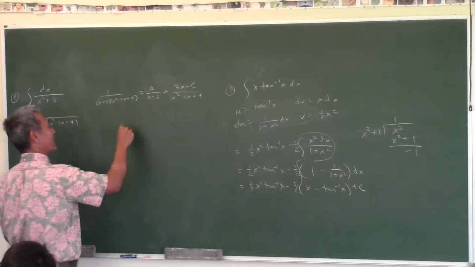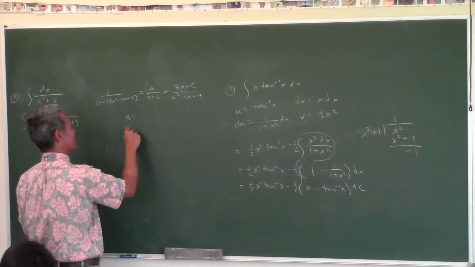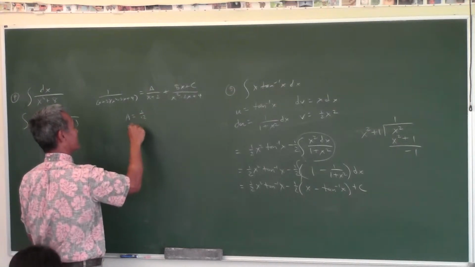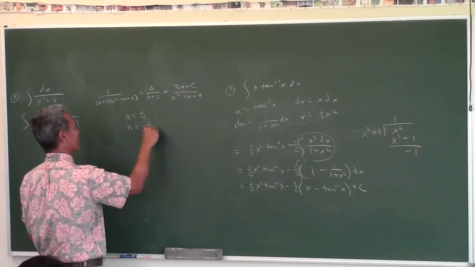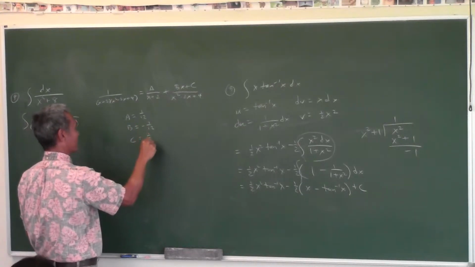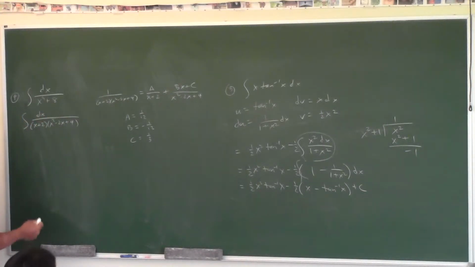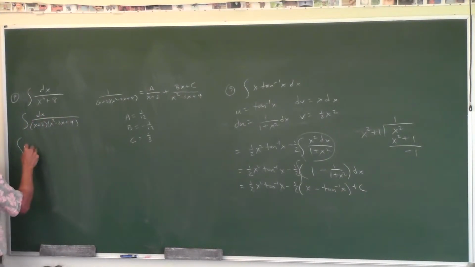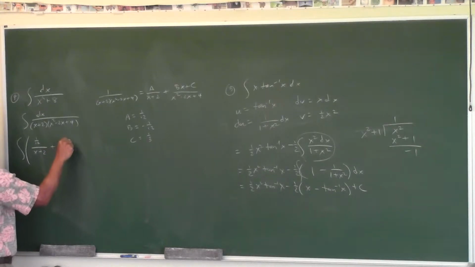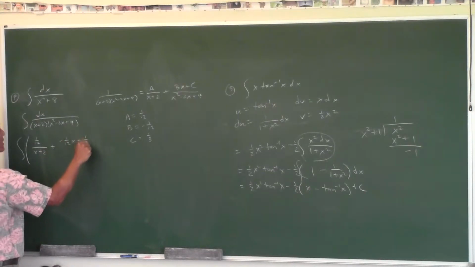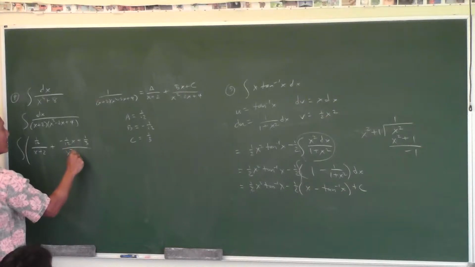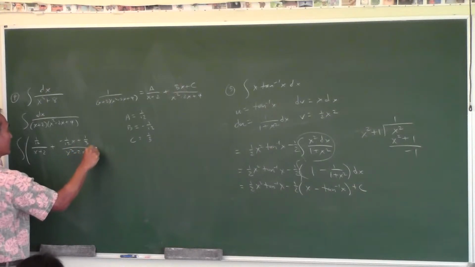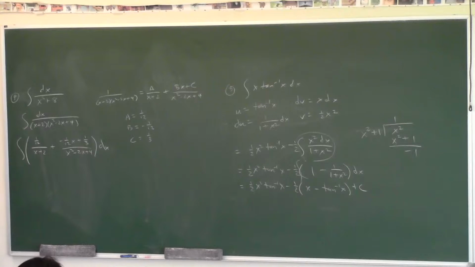Okay, what did you guys get for a, b, and c? Just tell me. 1/12. What is b? Negative 1/12. Then what is c? 1/3. Okay, I trust you. So this integral becomes 1/12 over x plus 2 plus negative 1/12 x plus 1/3 all over x squared minus 2x plus 4 dx. Shall we just factor out a 1/12 so that we don't have fractions?